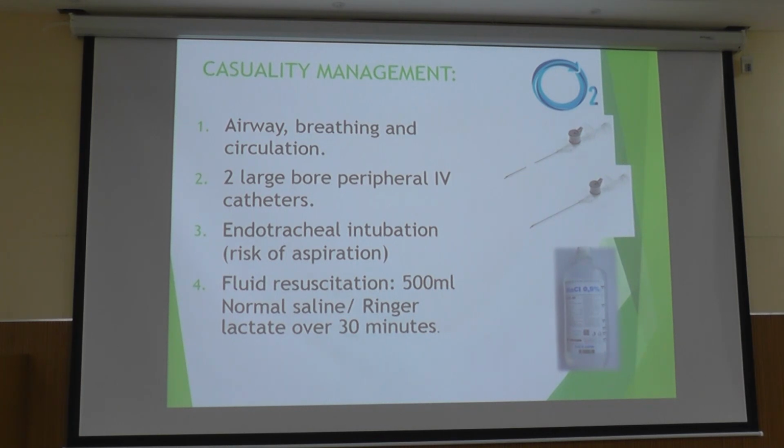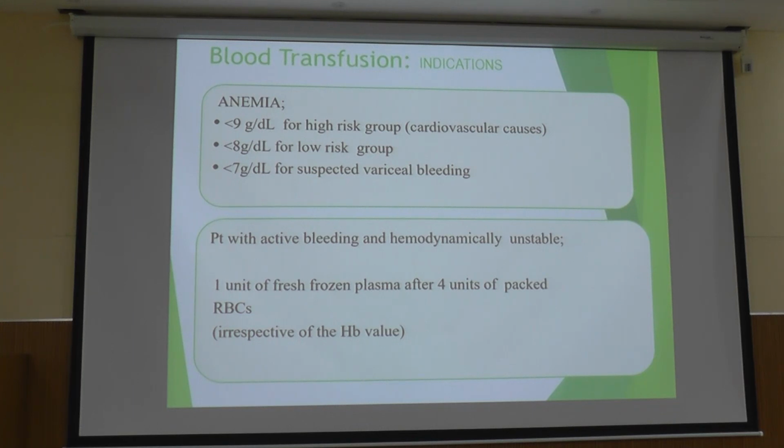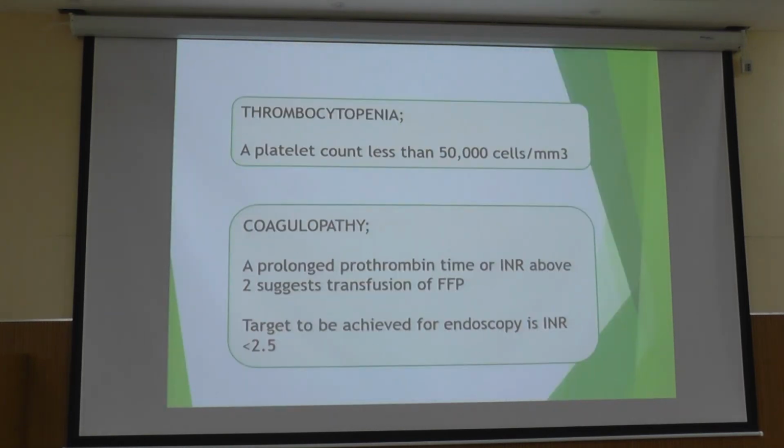Then, as previously said, the patient will be presenting with anemia and severe blood loss, so we have to resuscitate with fluid. Usually we use normal saline or Ringer's lactate. In severe anemia, we have to supply blood. For that, these are the criteria. If the patient is on any anticoagulants, we have to take the INR and assess the prothrombin time and suggest the transfusion of blood according to that.